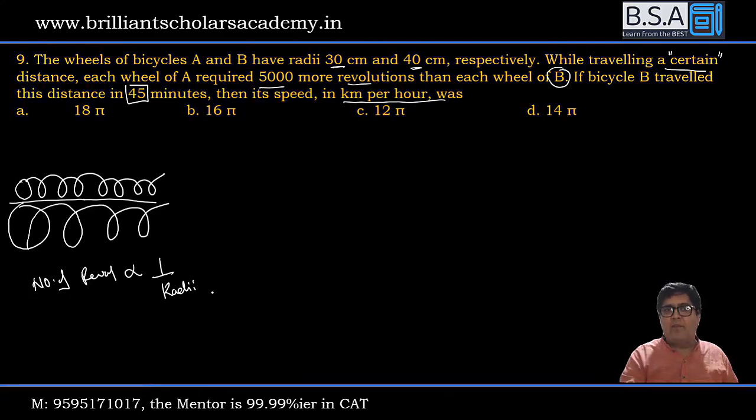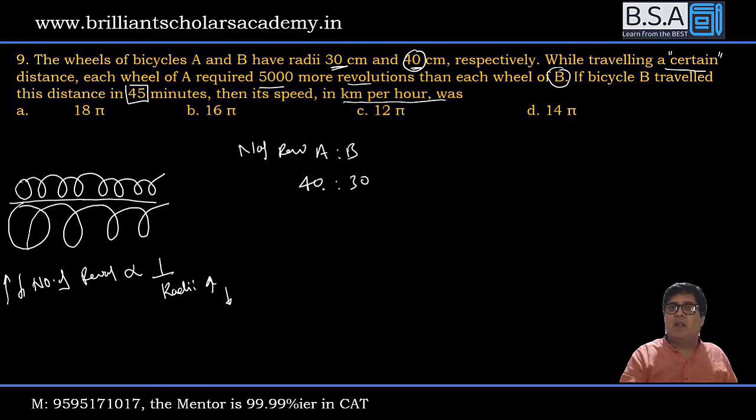Larger radii means less revolutions. Lesser radii means more revolutions. So here I directly get a link between number of revolutions of A and B. What is the radius of B? 40. It will come here. What is radius of A? 30. It will come here. Inverse relation. So here what I feel is A is traveling 4 rounds, B will cover that in 3 rounds.